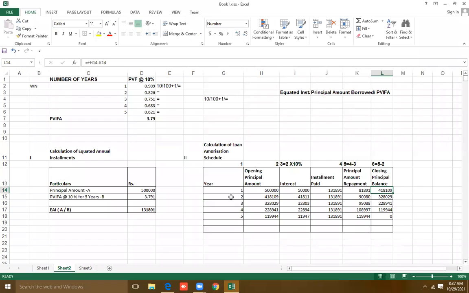Clear? Now see, for the second year, the opening balance will be the last year's closing balance. Logical, no? The closing balance for year 1 will be the opening balance for year 2. So again, 10% on this gives you the interest, then the installment, then installment minus interest gives the principal amount. Again you get the closing balance, and take it as the opening for the third year. Do all this process till the fourth year, and do it fast.